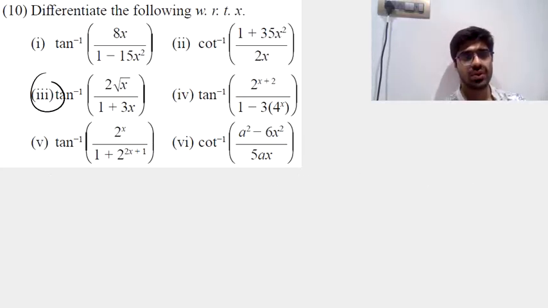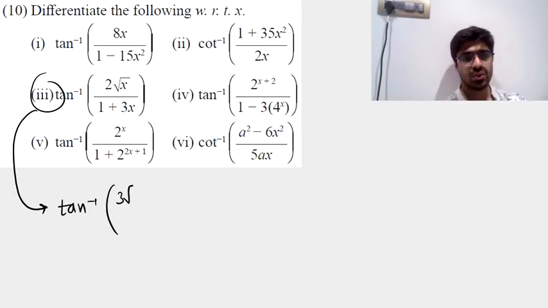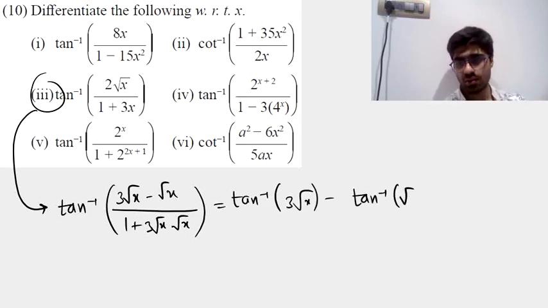Yeah, let's continue with the third one. There's a plus in the denominator, so there should be a minus in the numerator. So we have tan inverse, that should be 3 root x minus root x, the whole divided by 1 plus 3 root x into root x. This will be tan inverse of 3 root x minus tan inverse of root x.